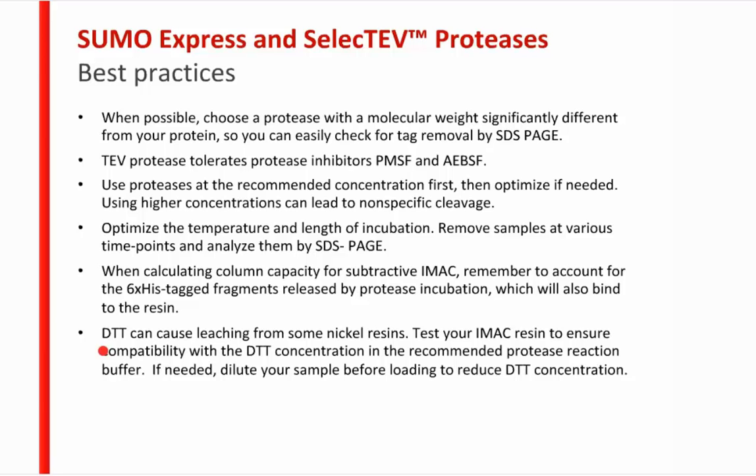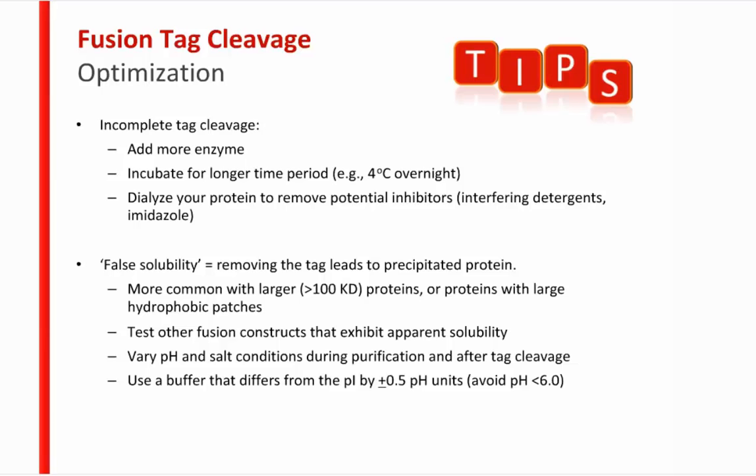If you do see incomplete tag cleavage, we would recommend, again, adding more enzyme and maybe incubating for a longer time period. You could even bump it down to 4 degrees and let it go overnight. And then dialyze your protein if needed to remove those potential inhibitors, so interfering detergents or imidazole could be interfering with some of your tag cleavage.